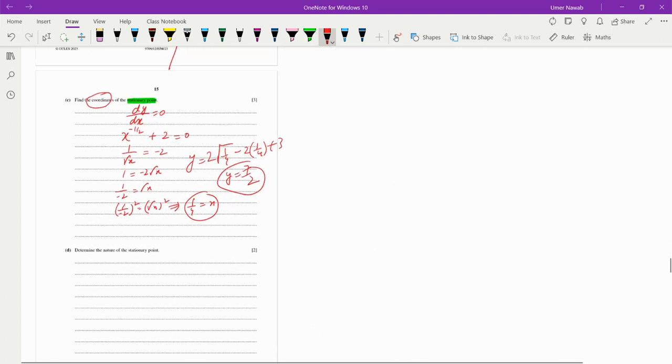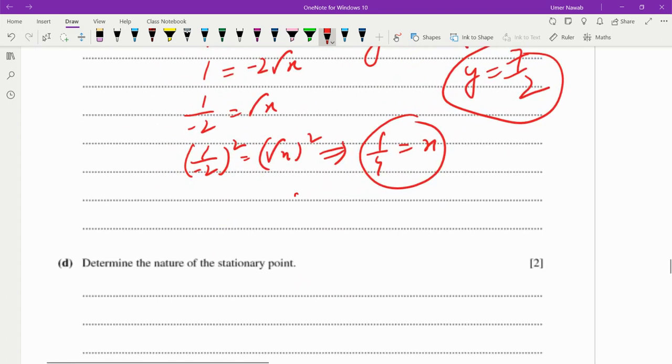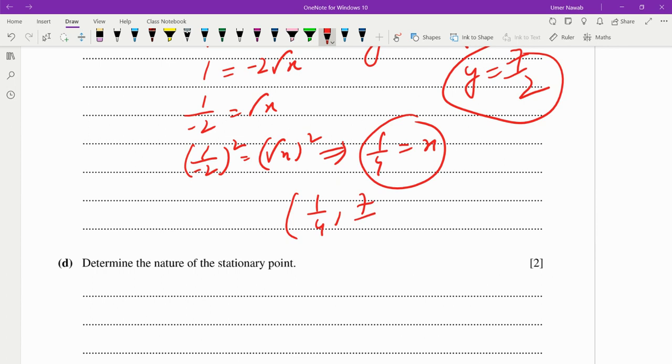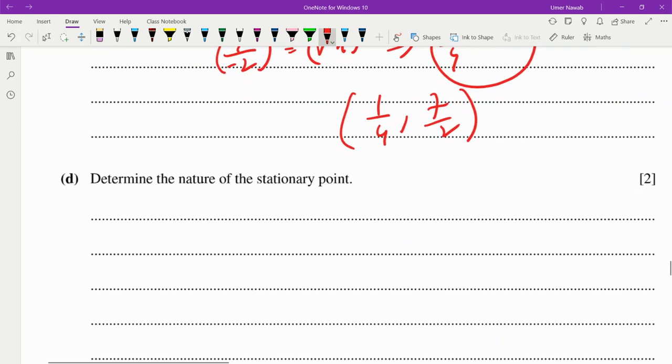So your x coordinate is done and y coordinate is done. So what is my stationary point? My stationary point is 1 over 4 and 7 over 2. I was expecting the examiner to ask the d part about the nature of the stationary point.